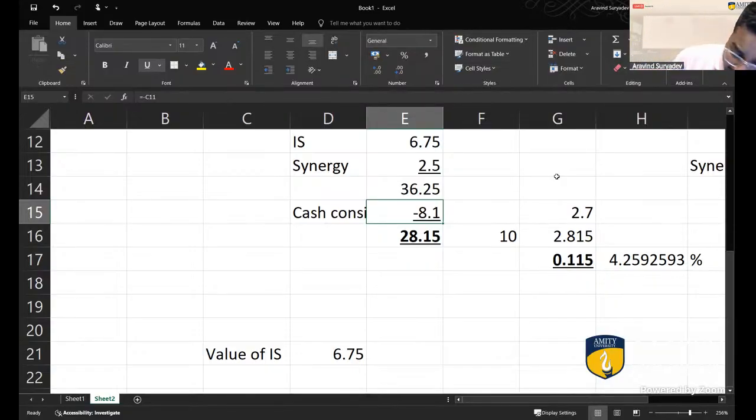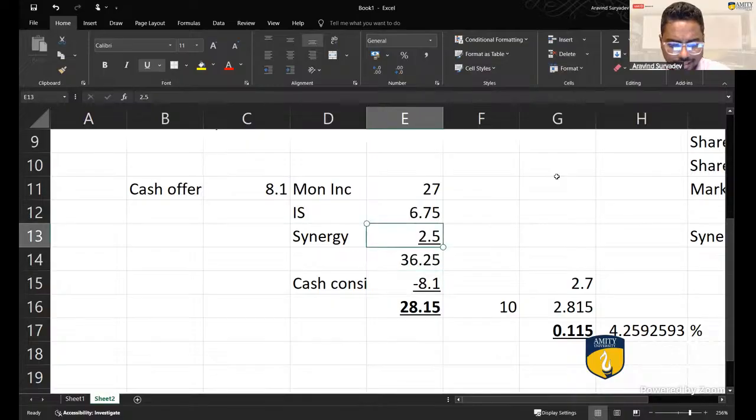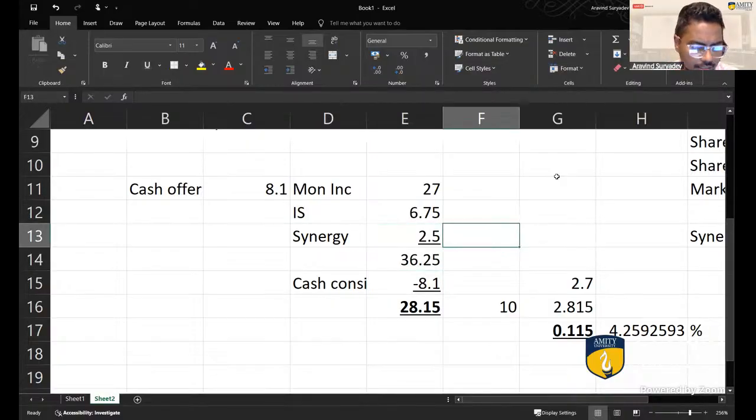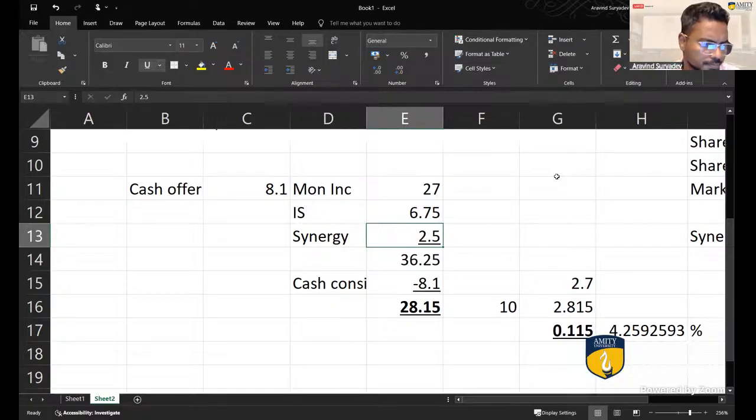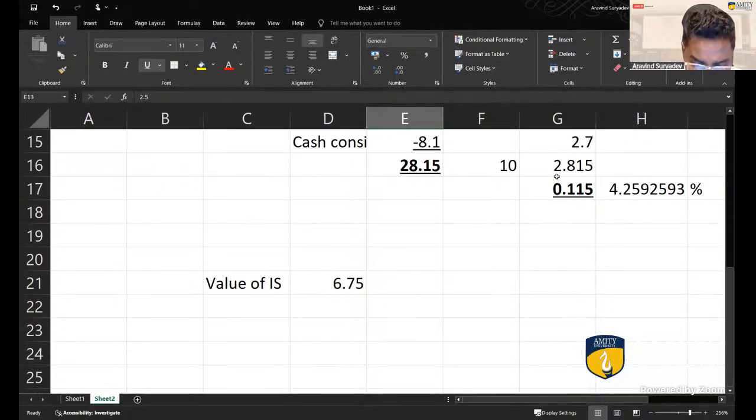So we take the $8.1 million divided by our expected share price after the acquisition. The expected share price after the acquisition is definitely going to be 2.815 itself. Why do I say this? Because I can see that the synergy is 2.5 million from the takeover. And what else do we know? Okay, I'm not going to confuse you.